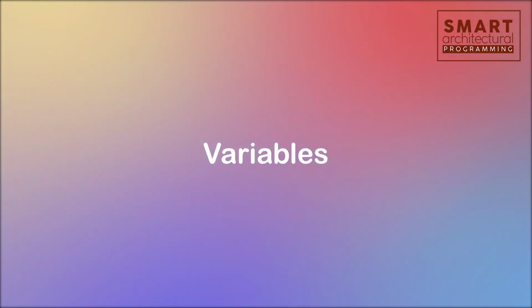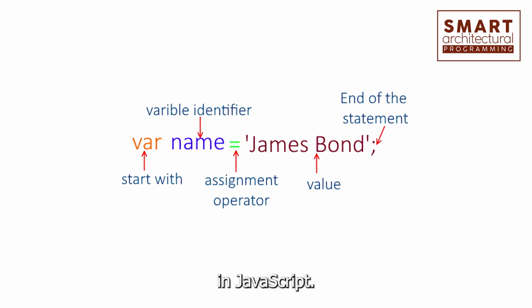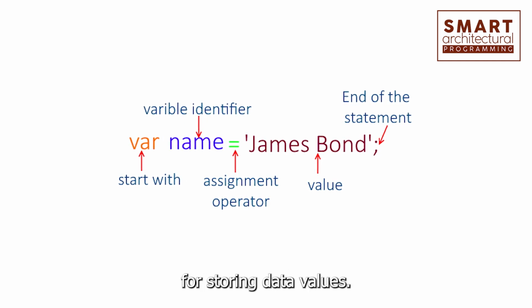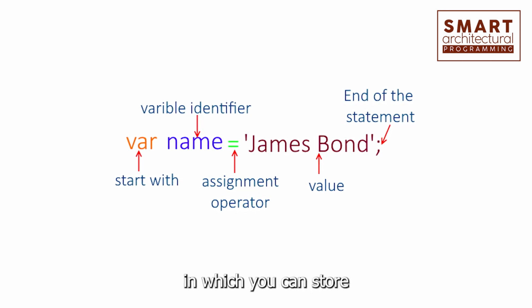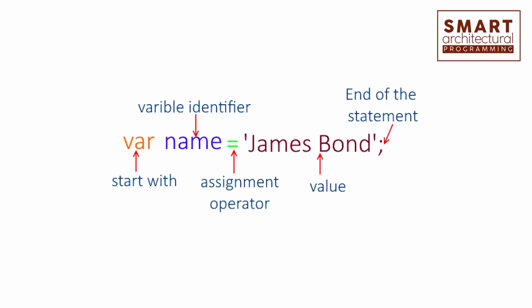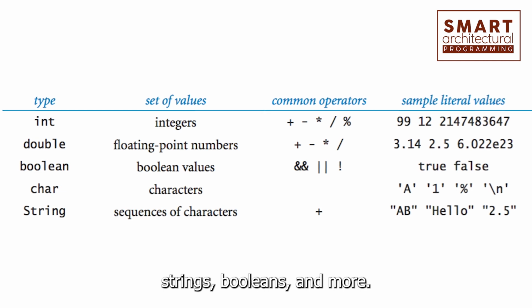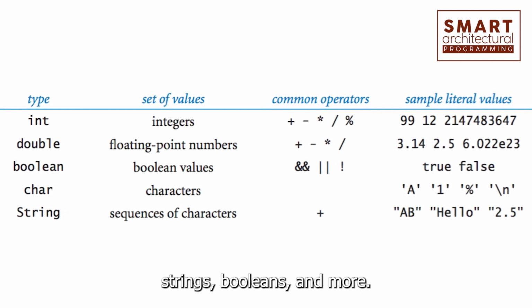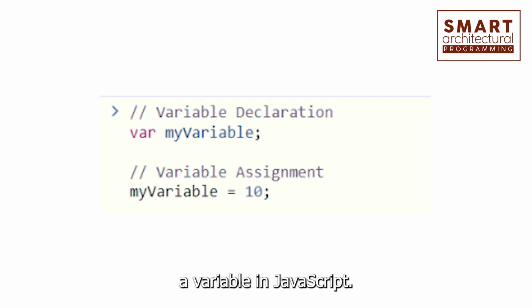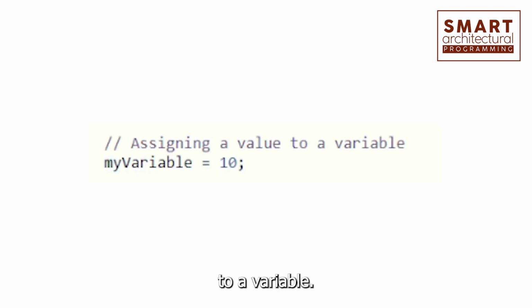Let's start with variables. In JavaScript, variables are containers for storing data values. They are like boxes in which you can store information. Variables can hold various types of data such as numbers, strings, booleans, and more. Here's how you declare a variable in JavaScript. You can also assign a value to a variable.